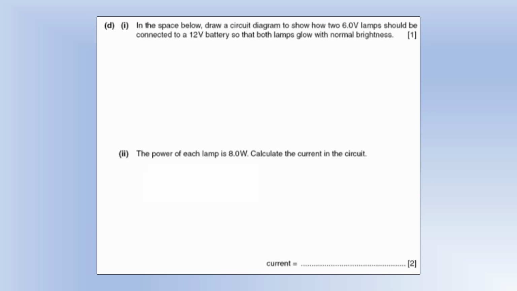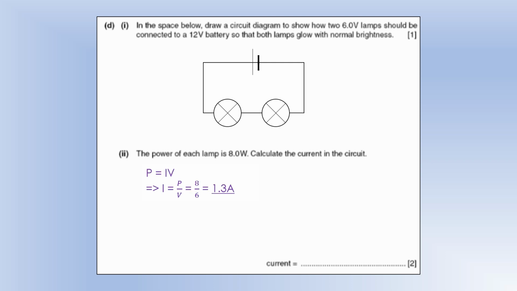In the space below, draw a circuit diagram to show how two 6-volt lamps should be connected to a 12-volt battery to be at normal brightness. Well, they have to be in series, so each gets 6 from a 12-volt battery. If the power of each lamp is 8, calculate the current. Well, I'm going to use P equals IV. If the power of 1 is 8, the potential difference is 6, we get 1.3 amps.